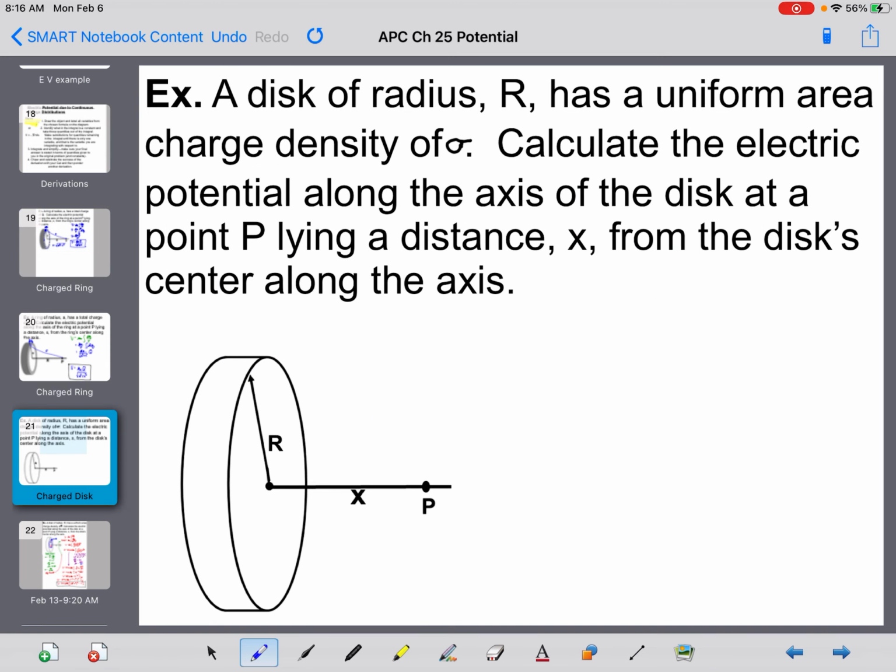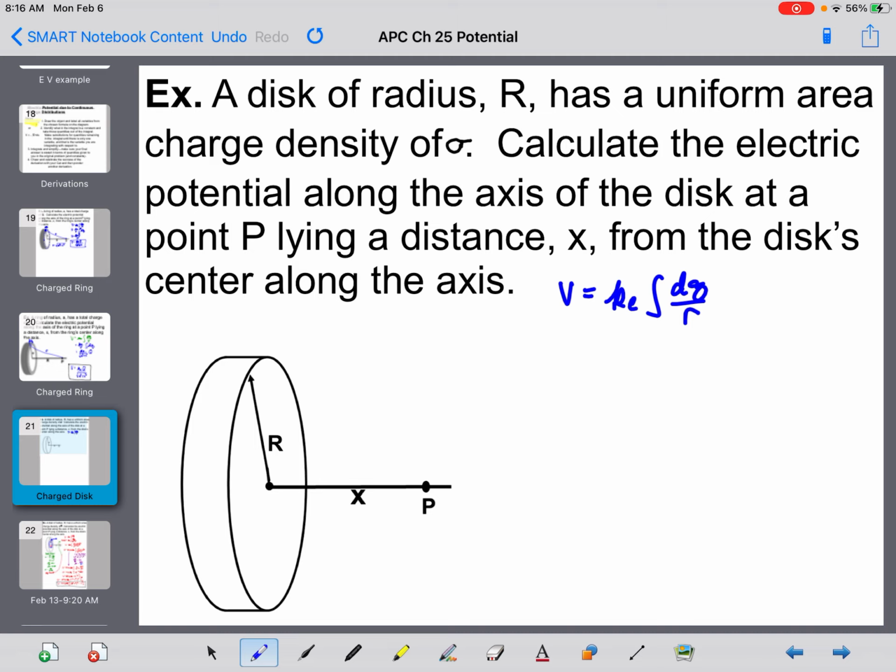Now it's a disk. Radius R, uniform area charge density sigma. Calculate the electric potential along the axis of the disk at a point P, distance x from the disk's center along the axis. Same as last time, V is equal to k_e integral of dq over r.